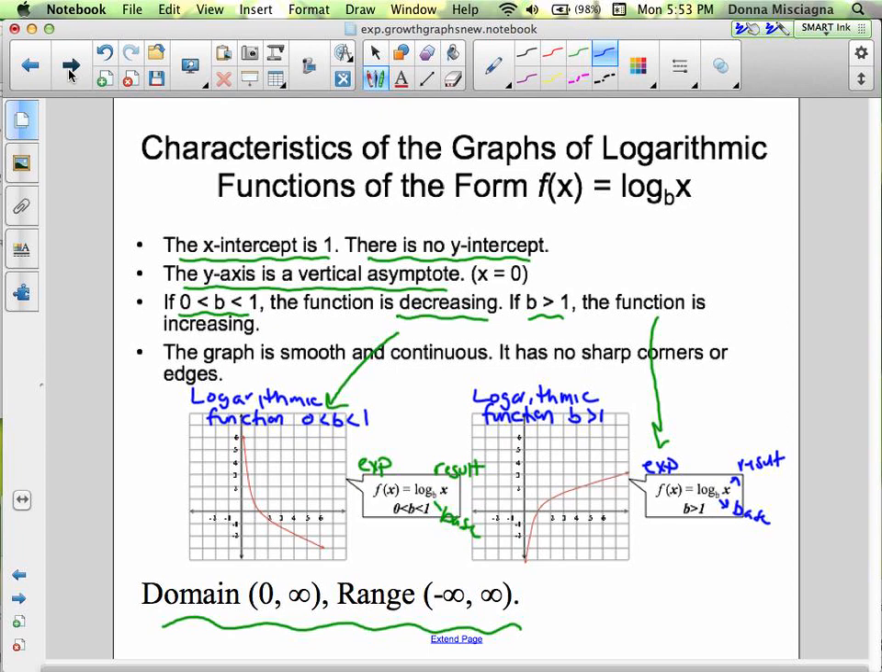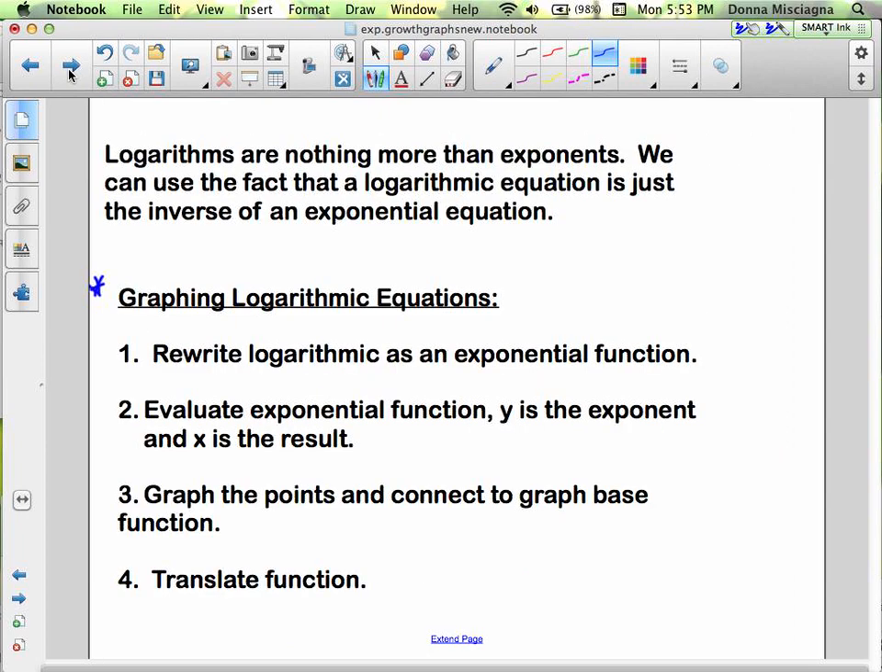And actually the steps are pretty straightforward. If you didn't have any trouble rewriting a logarithmic function into an exponential function, you won't have any trouble graphing them. So logarithms are nothing more than exponents. We can use the fact that a logarithmic equation is just the inverse of an exponential equation. So graphing logarithmic equations, we're going to rewrite the logarithmic equation as an exponential function. We're going to evaluate the exponential function instead of the logarithmic function because it would be easier.